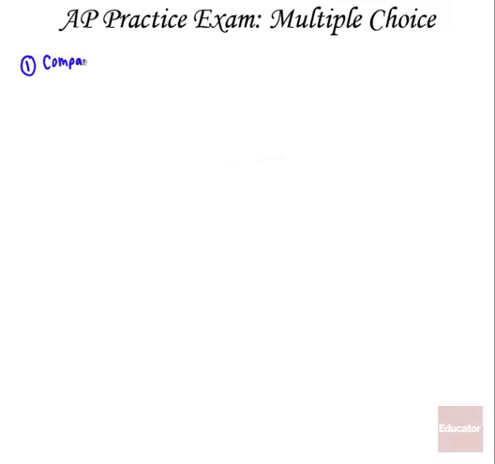Question number one. Number one deals with comparative advantage. So make sure you understand this. This is one of the things that's also a topic in the AP Micro course. So this is probably one of the first things you learned in AP Macro as well. So it's good to brush up on this here.